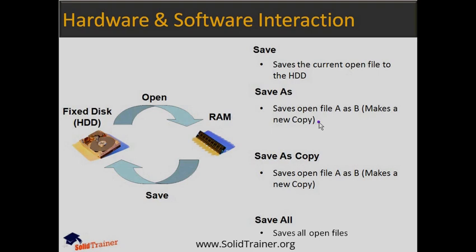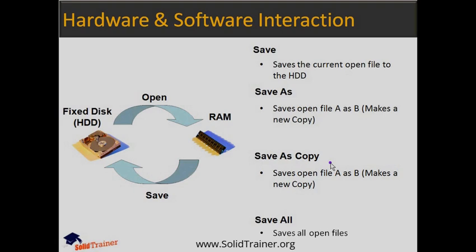So what does the save as command do? Well, it makes a new copy. So what does the save as copy command do? Save as copy command saves a file A with a new name B, again in the same location, in the same folder or at a different location. So it makes a new copy as well. So the question is, what is the difference between save as and save as copy?